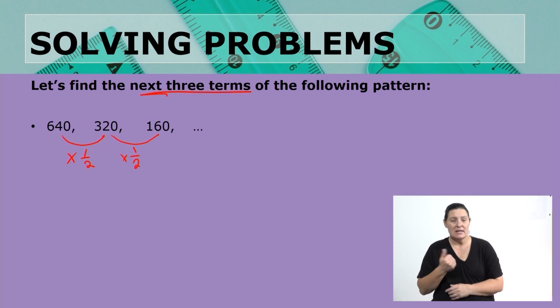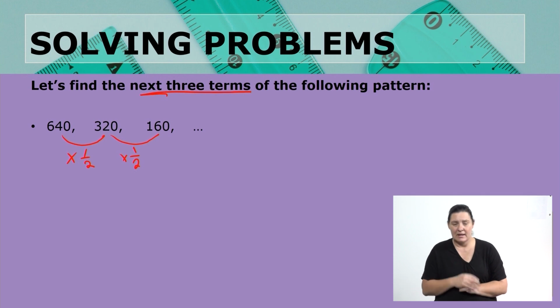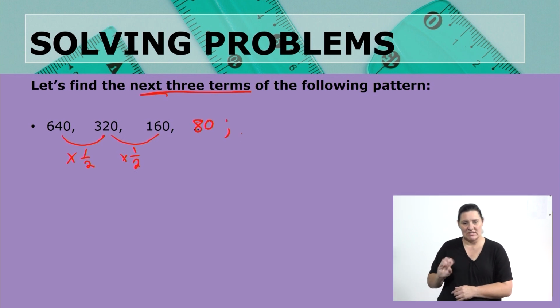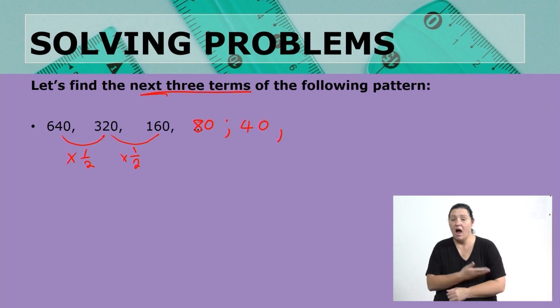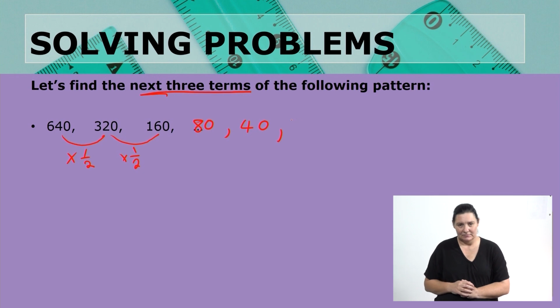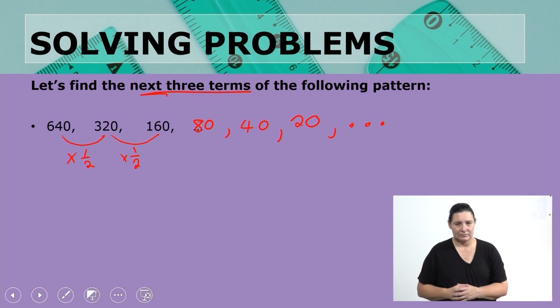So what is going to be the next 3 terms? That is going to be, what is half of 160? If you are thinking of 80, you are absolutely correct. And when we take 80 and divide that by 2, that is going to be 40. And when we take the 40 and divide that by 2, that is going to be our 20. And of course, we know that that pattern can continue indefinitely.